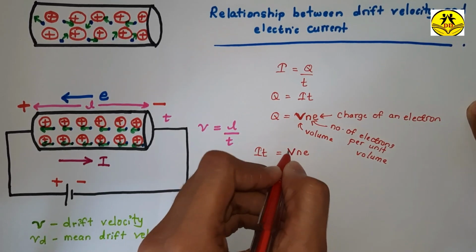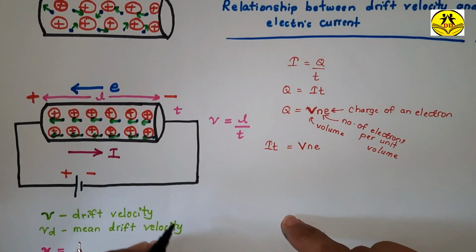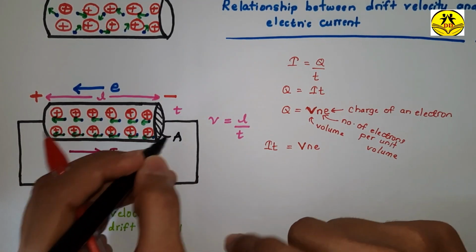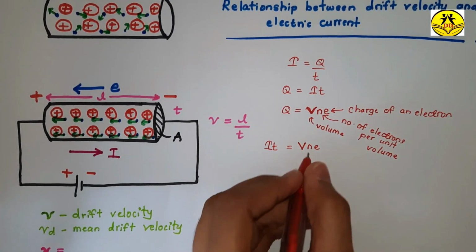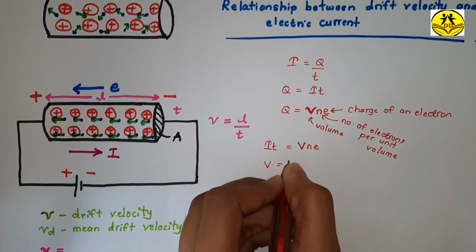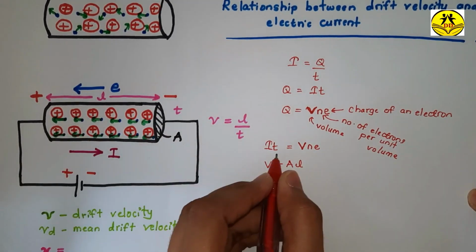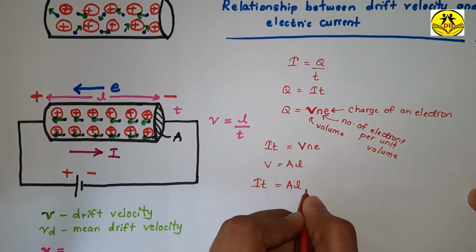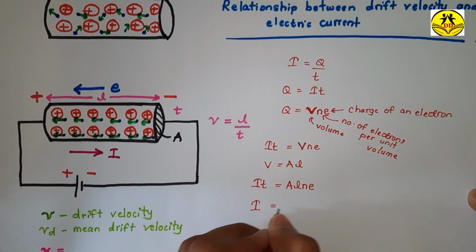So this V is volume here. If we consider the cross-sectional area of this conductor as capital A, this V means the volume can be written as AL, cross-sectional area into length. So IT equals ALNE. So then I equals ALNE over T.